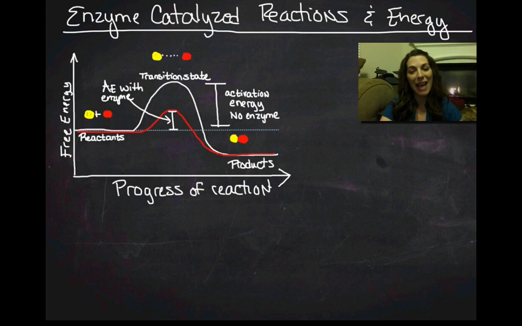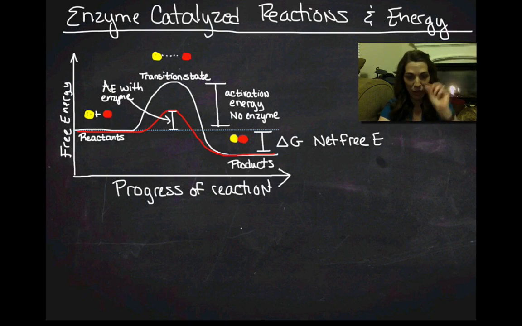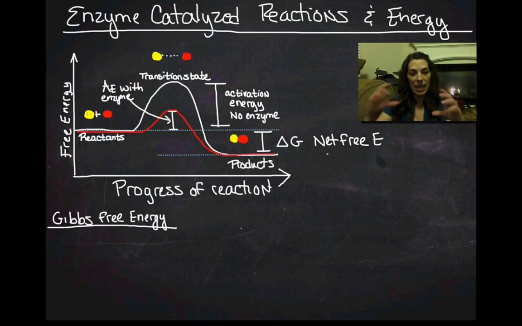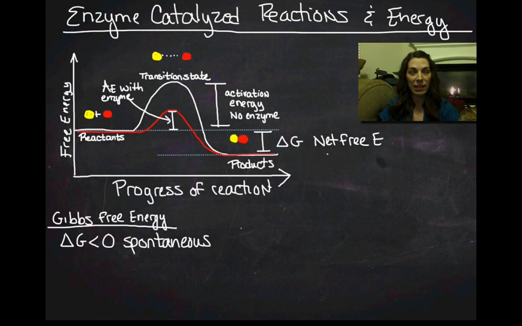The last thing we need to label on there is delta G, which is basically the net free energy. I know that does not intuitively look like the net free energy. You would think you should have to do subtraction. Trust me, delta G is the net free energy. That's just what we refer to it as. It's actually the Gibbs free energy. Basically it's the energy difference between the reactants and the products, right? In this particular case, the reactants' energy is higher than the products' energy, which means that delta G is negative. So once I went from reactants to products, that extra energy is going to be released.